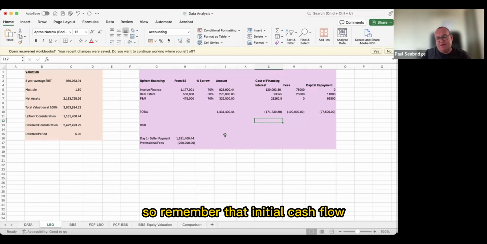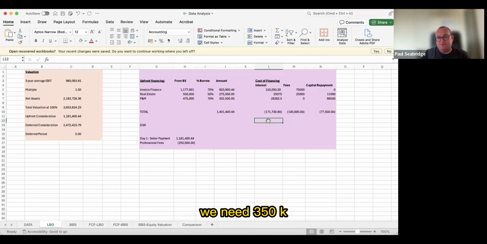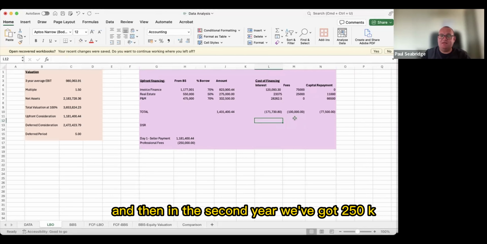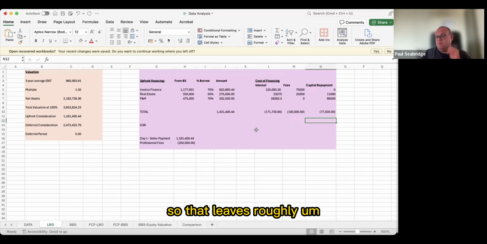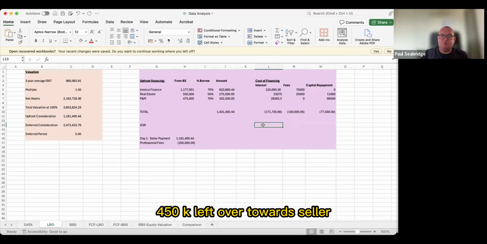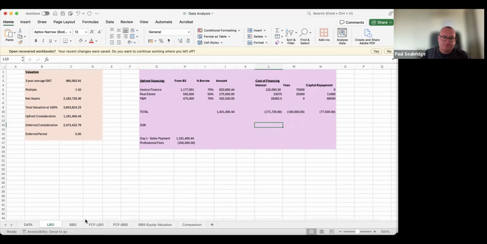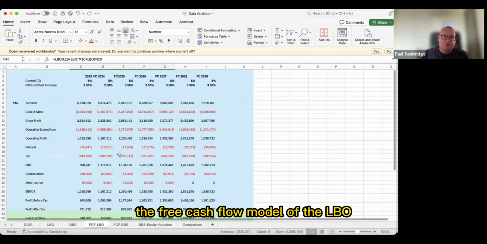So remember that initial cash flow, the free cash flow in the business is 711k. We need 350k of that in the first year to service this debt. And then in the second year, we've got 250k. So that leaves roughly 450k left over towards the seller in terms of paying deferred consideration. Then we'll just look into the free cash flow model of the LBO.